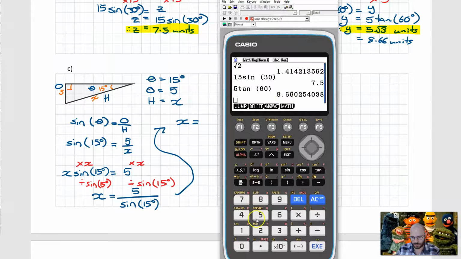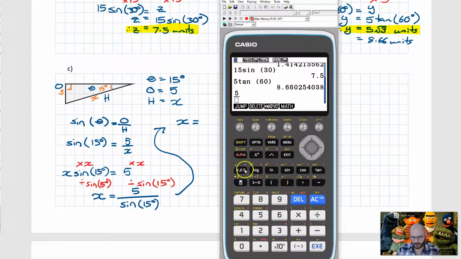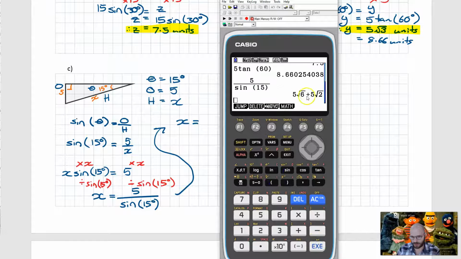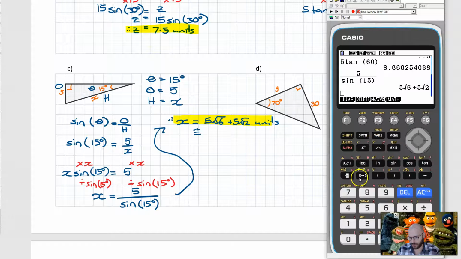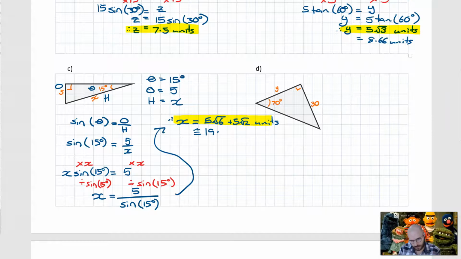And we go 5 over sine 15 degrees. And it's going to give us an exact solution, 5 root 6 plus 5 root 2. Or we can go for the approximate answer, and we press SD, and it will give us 19.32. And thus we solve the value of x in part C.